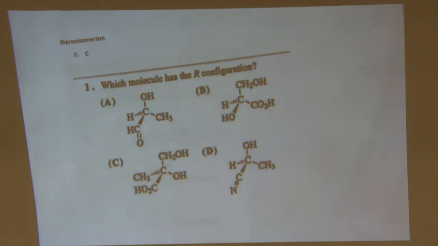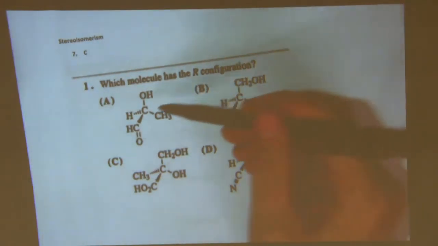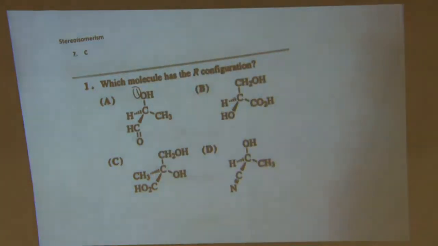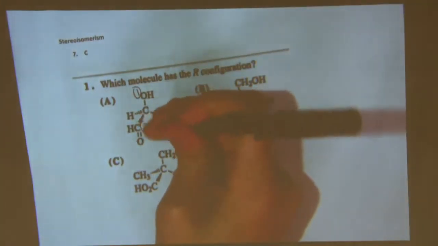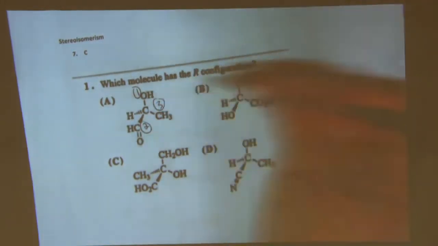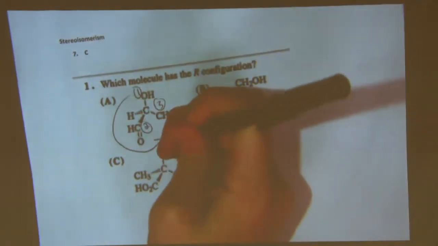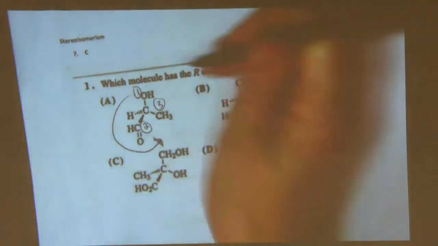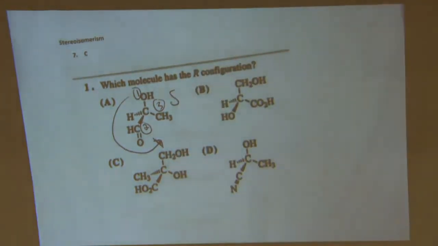I would just start labeling priority groups basically. So for A, what would be priority group 1? The OH, right? Cool. And then what would be the next one? That, and then this would be 3, right? So the arrow's going that way, which is not clockwise. This is counterclockwise, so it's S. Clockwise is R, counterclockwise is S.